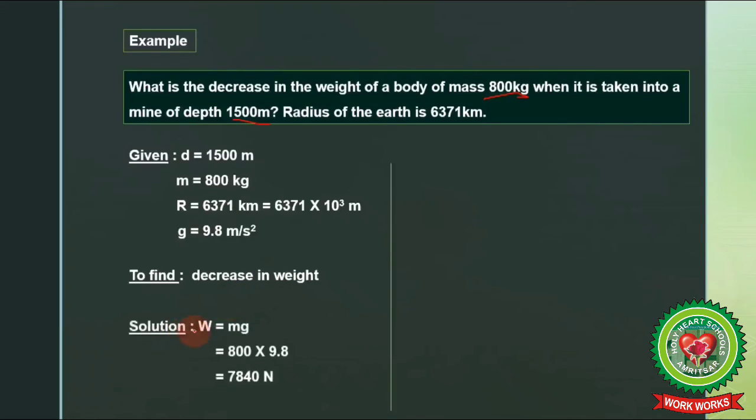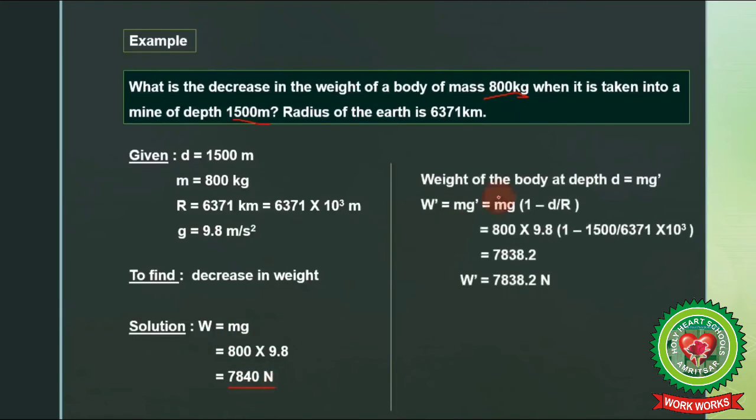For the solution, first of all, we have to see what the weight of the body is right now. We are given the mass, so we are going to find its weight. So, the original weight W is equal to mg, which is equal to 800 multiplied by 9.8, which gives us 7840 Newton.